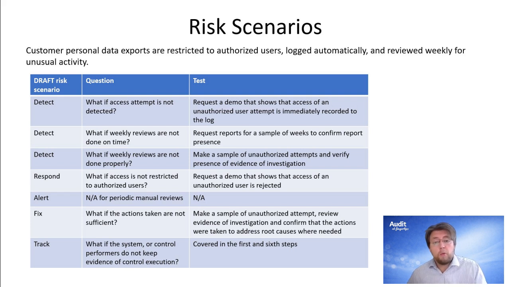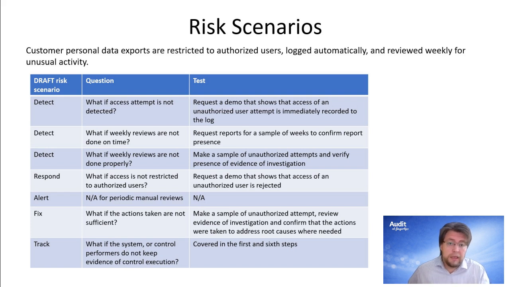Now, next step is weekly reviews are done, but whether they were done properly. In that case, what we can do, we can make a sample of unauthorized attempts and verify that they are in those review reports. Now, respond. Respond here is the ability of the system to reject unauthorized access. Meaning, would the system allow me to get access to data? It can detect, it can record my access, and the weekly reviews could be done, but does the system really prevent me from access? Well, in that case, again, a demo that will show us the problem.